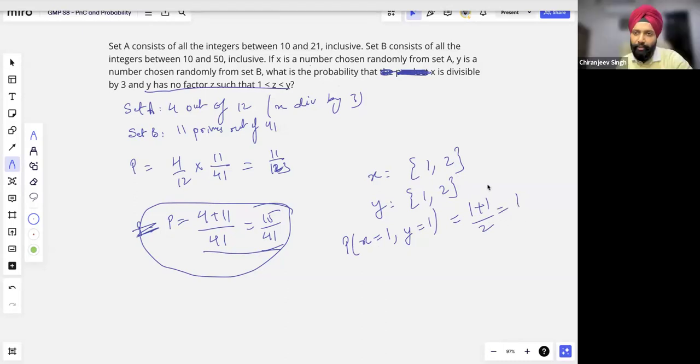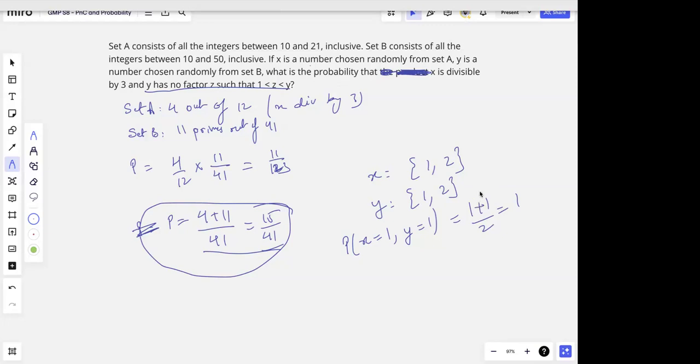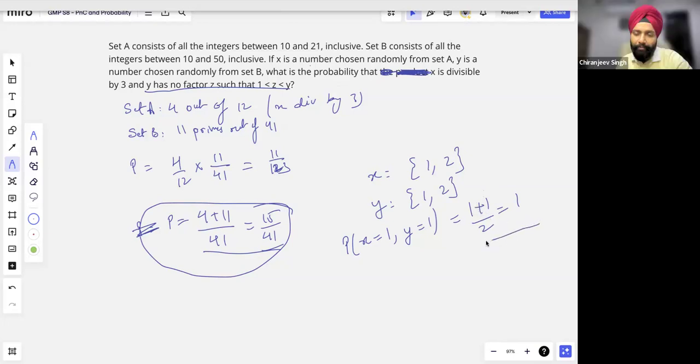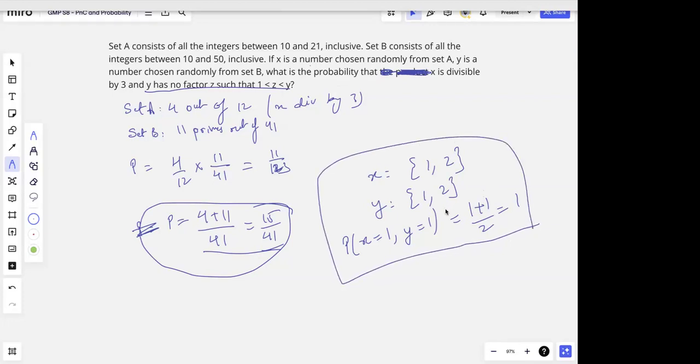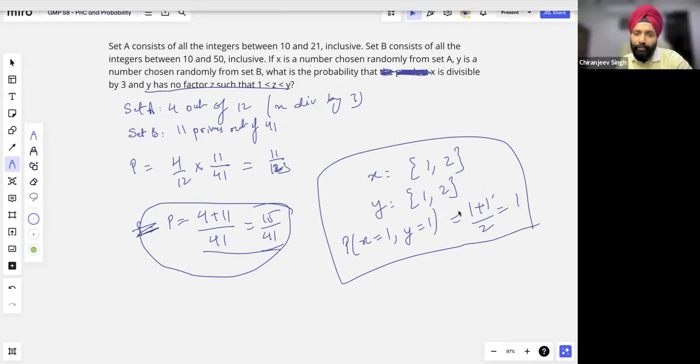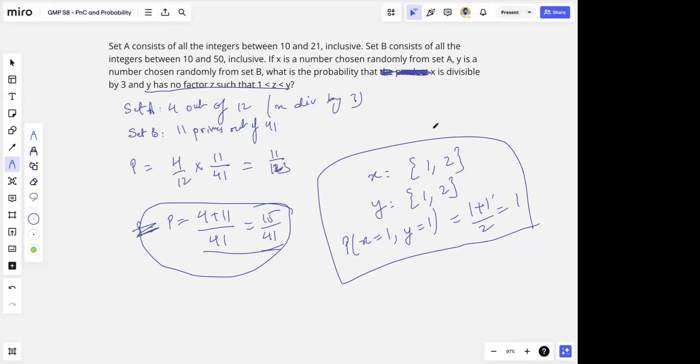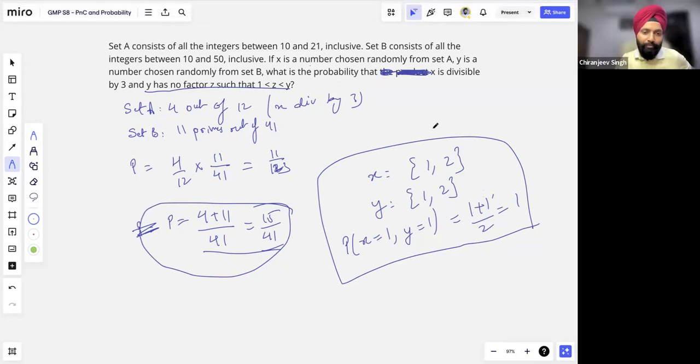Why doesn't it make sense? Because the probability can't be 1 for one part of the event happening. There are more cases where x could be 2 and y could be 1, and where y could be 2 and x could be 1. So this does not show the universe correctly. But what is the problem with this? You can understand the answer is nonsensical. So there must be some problem. What is the problem?